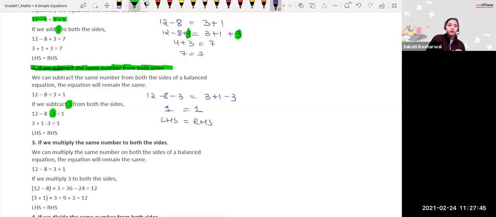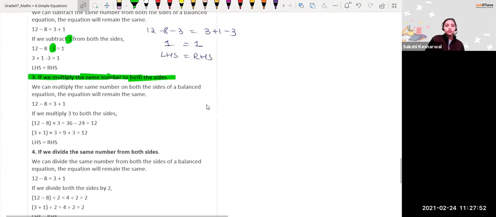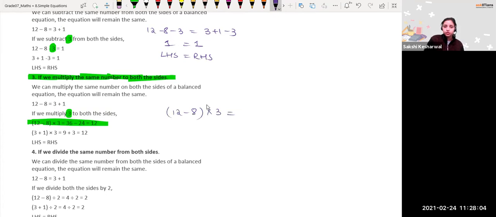Now just see the fourth part. If you multiply the same number on both sides, this remains the same, right? So if you see this again, it's written over here. You are multiplying by 3 on both sides, right? So what you will be getting, just see over here, it's written 12 minus 8 and you're multiplying this by 3 and this is written as what? 3 plus 1 into 3. Now what happened again using the distributive property? So it will be what? 12 into 3 minus 8 into 3, right? You are using the distributive property which we did in class 6, right?